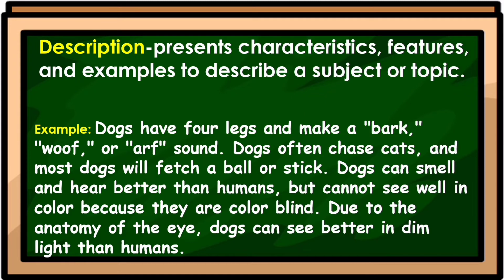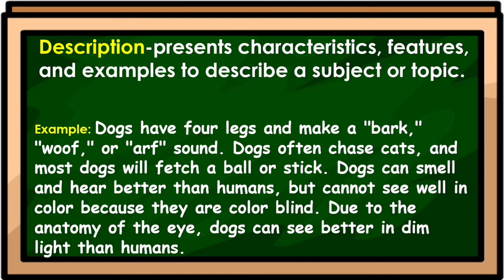Dogs have 4 legs and make a bark, woof, or arf sound. Dogs often chase cats, and most dogs will fetch a ball or stick. Dogs can smell and hear better than humans, but cannot see well in color because they are color blind. Due to the anatomy of the eye, dogs can see better in dim light than humans.